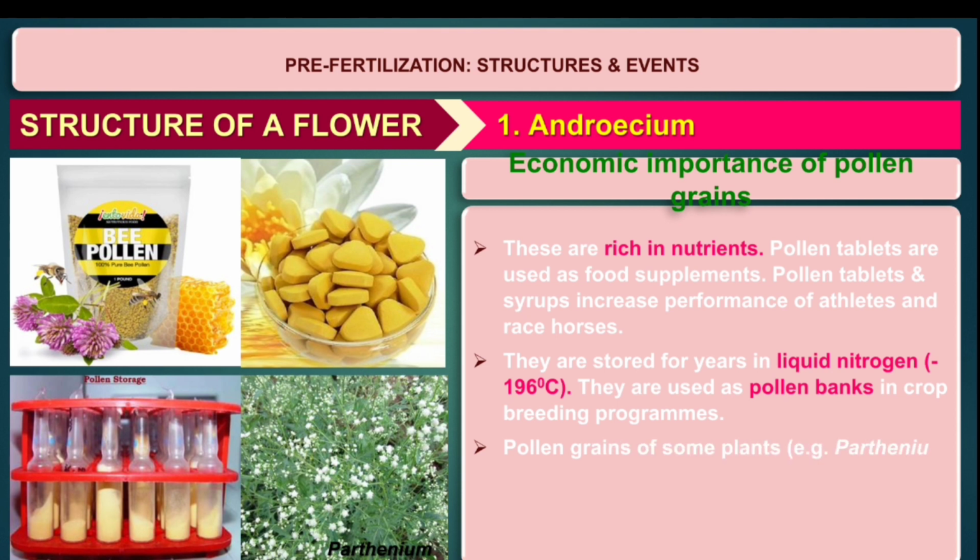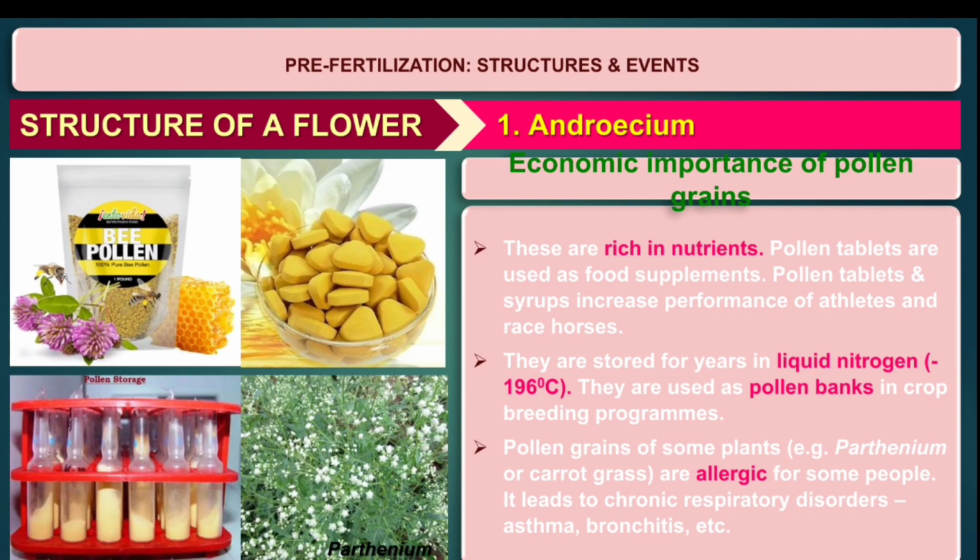Now, pollen grains of some plants like Parthenium or carrot grass are allergic for some people, and lead to chronic respiratory disorders like asthma, bronchitis, etc. Even pollen grains are allergic to certain persons.